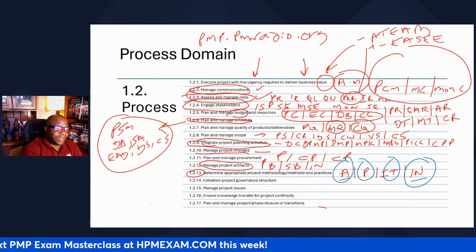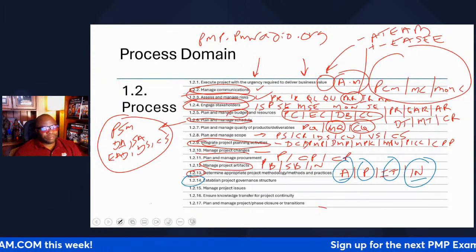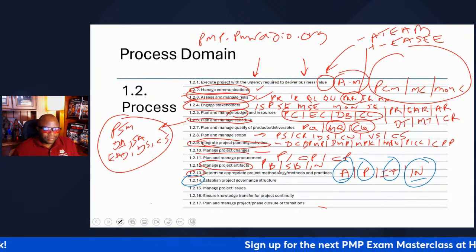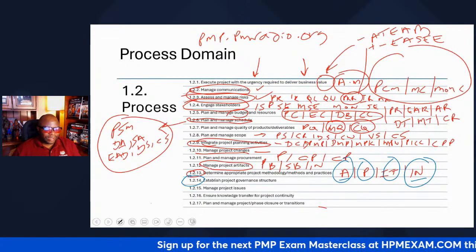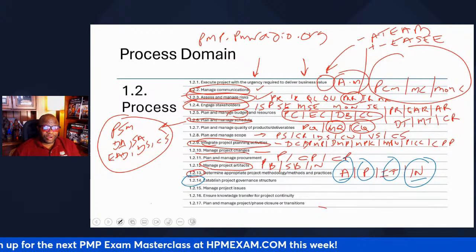All right, let's go on to the next one. Establish project governance structure. Give me a definition for governance. If your exam is next week, you should be right there in terms of knowing what governance is. What is it?